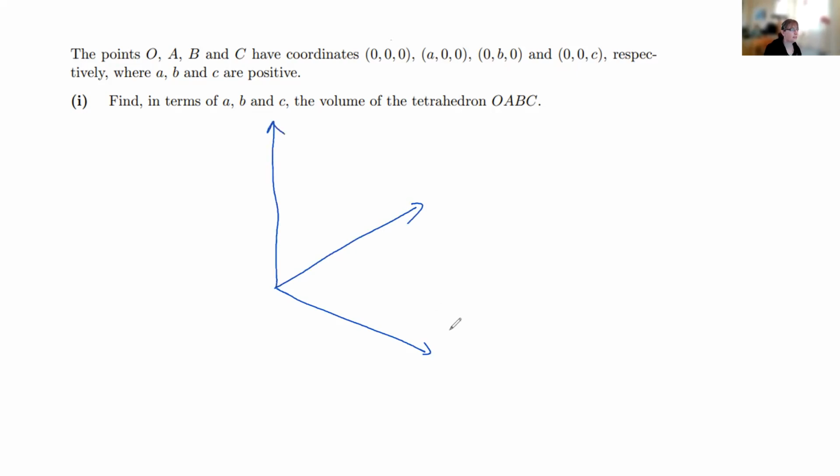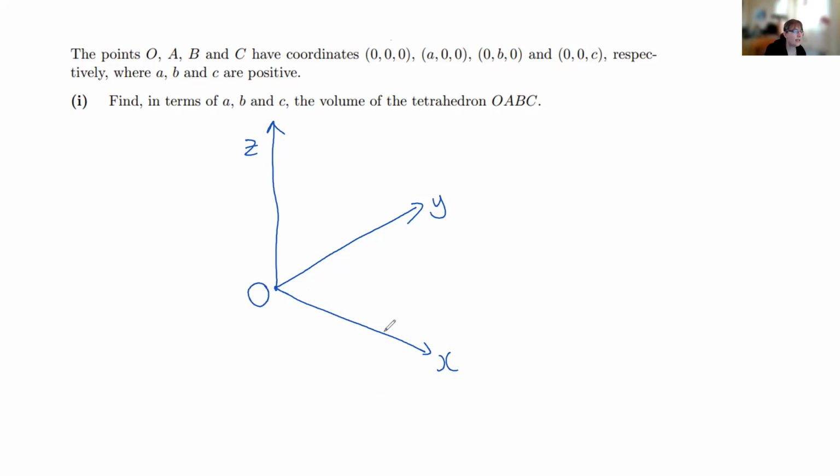And I'm going to draw three axes. We know that A, B, and C are positive, which is going to help us draw the tetrahedron. It means we don't need to worry about drawing negative axes as well. So I've got some X, Y, and Z axes. I know that the point O is at 0, 0, 0, or the origin.